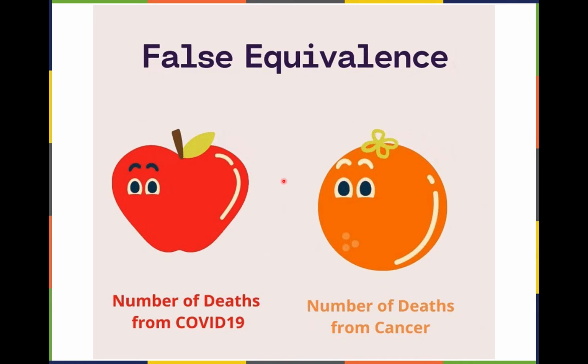Another thing that I've heard is that people say, well, there are millions of people that die of cancer, but there are not that many dead because of COVID-19. Why are we making such a fuss about it? Well, this is a false equivalence argument. It's like comparing apples and oranges.